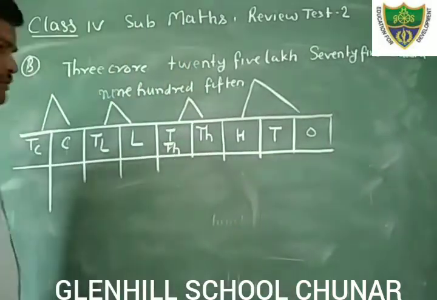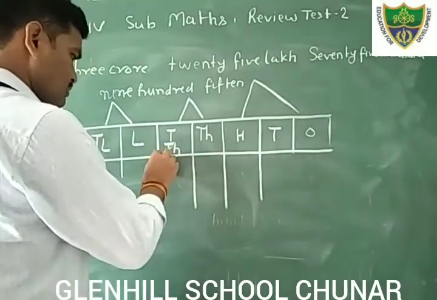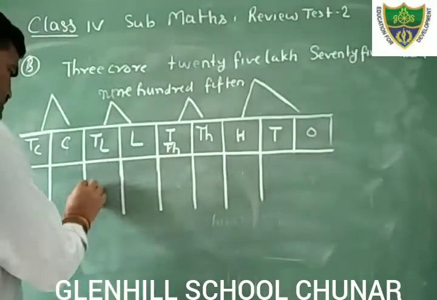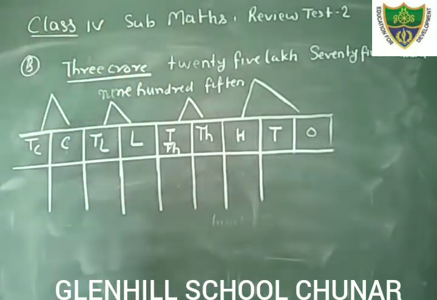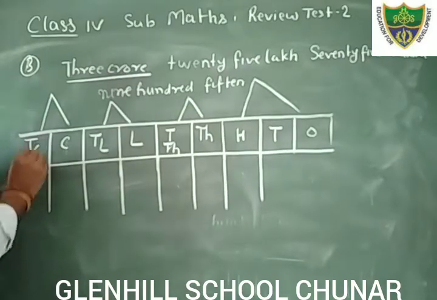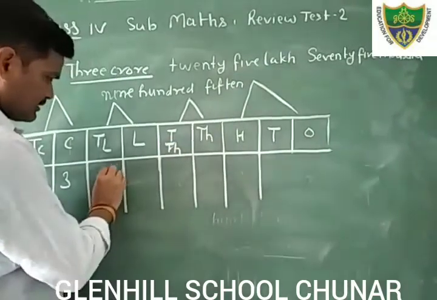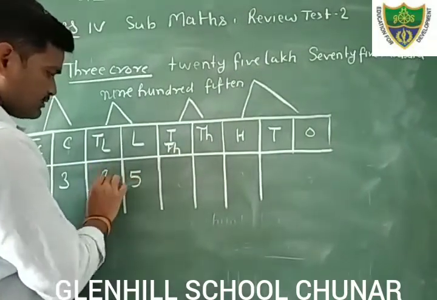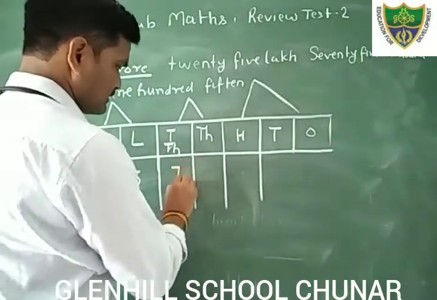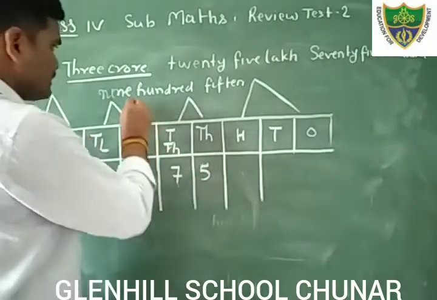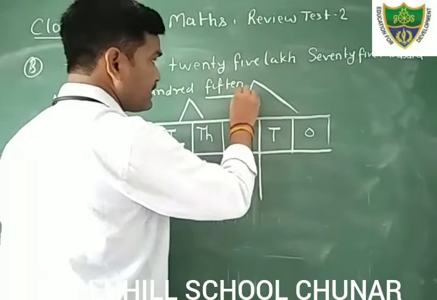Now, what is given in the question? How much is in the crore? There are 3 crore. So we will not write in the tens, that is 3 crore. 25 lakh. That is 25 lakh. 25,000. In the thousand there will be 25. And 900. In the hundred, 9. And 15.